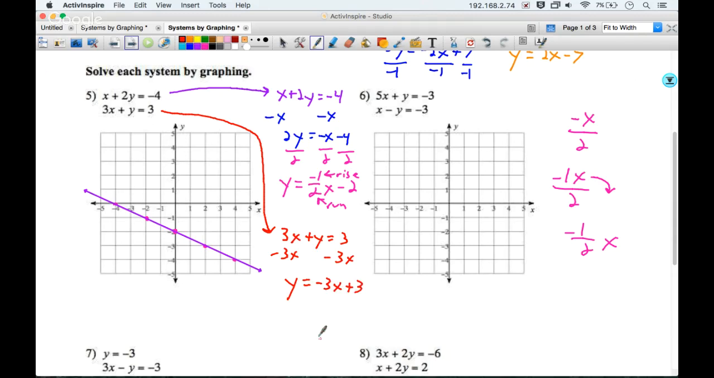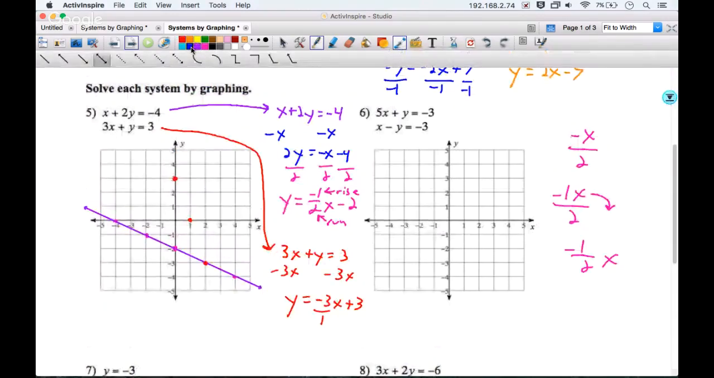Now, fractions are actually easier to graph when it comes to slope, so I'm going to turn that negative 3 into a negative 3 over 1, so I can clearly see my rise and my run. Let's put a point at my y-intercept of 3, and from this point, I'm going to go down 3, right 1, down 3, right 1. See, it intersects that first line. We really wanted it to intersect in one of these bold points, and it did.